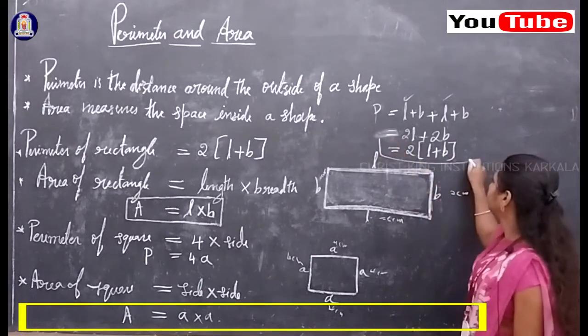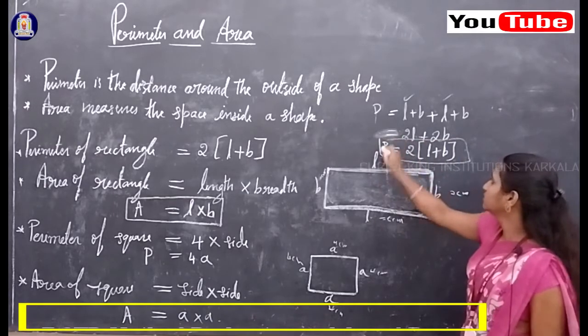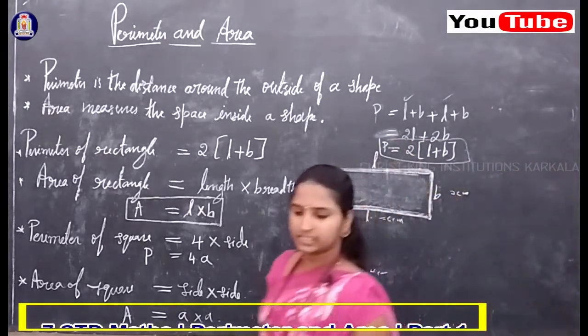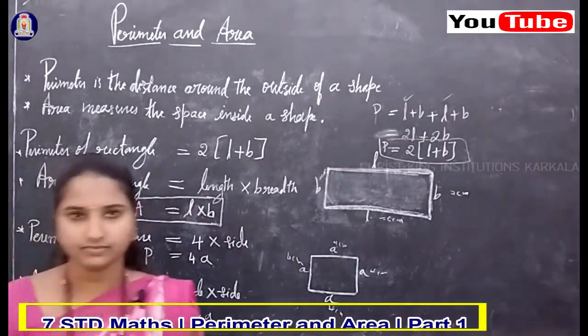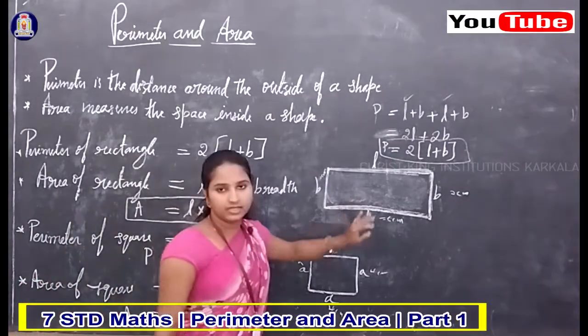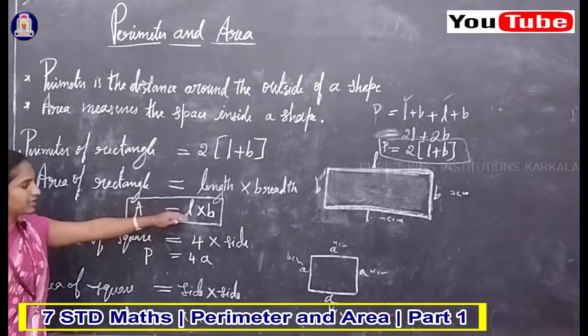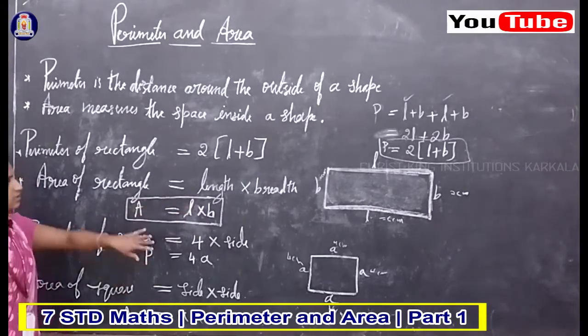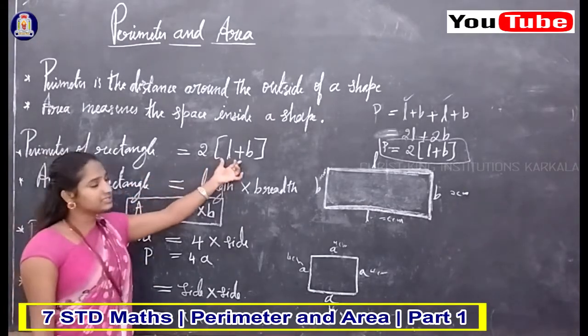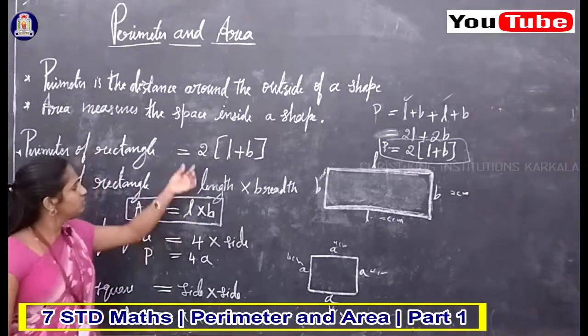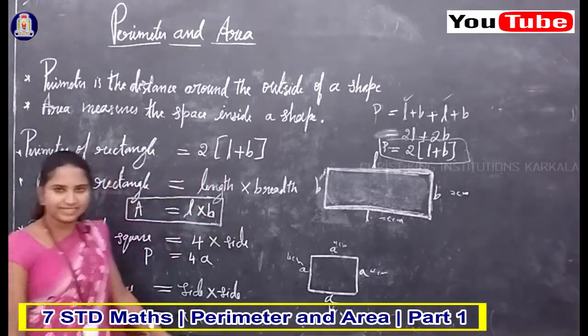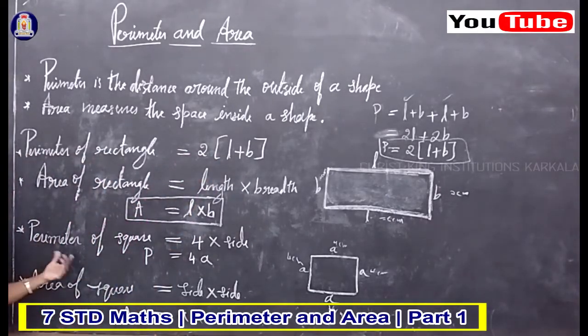So this is the perimeter of a rectangle. Clear? Okay. Similarly, to find the area of a rectangle, directly multiply length into breadth. Perimeter is length plus breadth into 2, that is 2 into length plus breadth. Clear? So that is the perimeter of a rectangle.